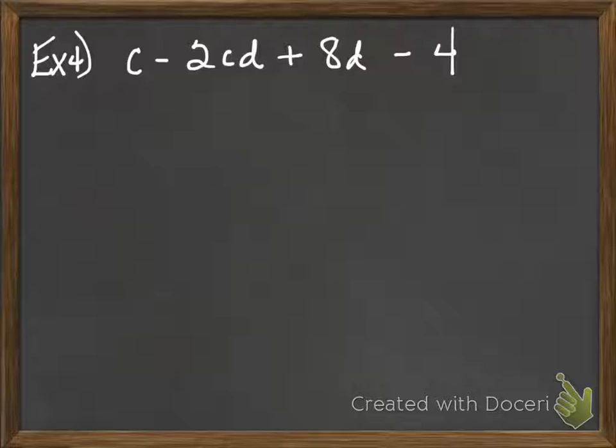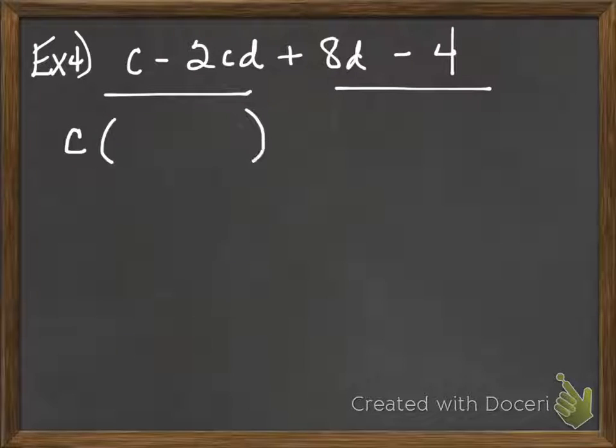All right, so you're always going to check to see if there's a greatest common factor among all 4 terms, but there's not. And because they're 4 terms, you're going to know that this is probably grouping. And we group the first 2 and the last 2. What's the GCF between the first 2 terms? C. All right, C times what is C minus 2CD?